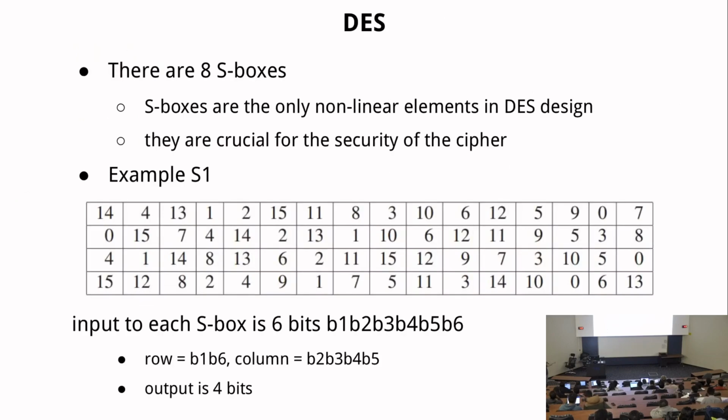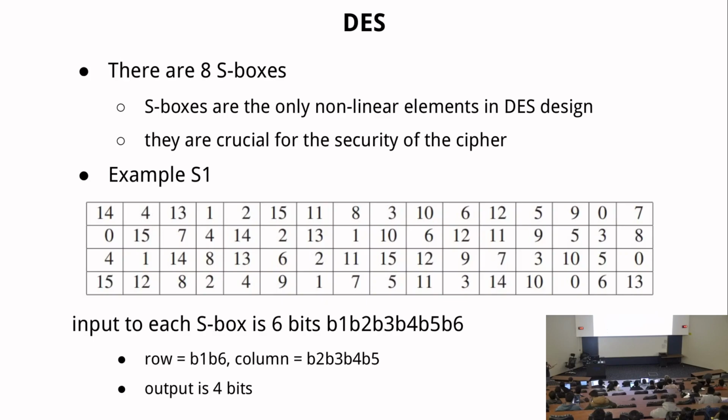Then the output will be the value inside the table. And you can see the values inside the table are small. We don't have something like 64 or 63, right? The biggest value here is just 15. From 0 to 15, that's only 4 bits, right? So the output is actually reduced from 6 bits to 4 bits. And some of the outputs, you can see, repeat themselves.